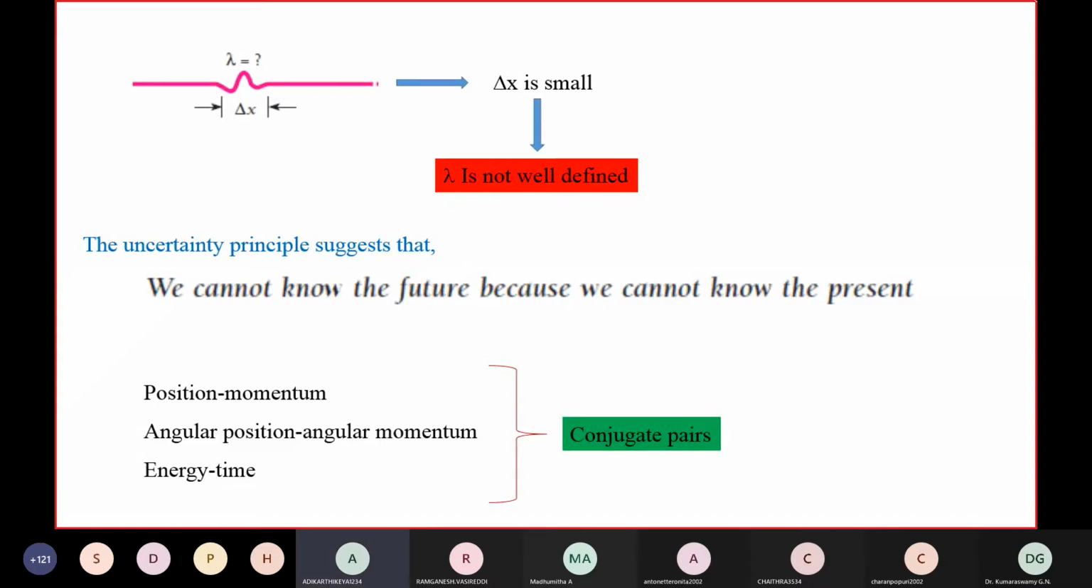Which one? Conjugate pairs. Not examples. That is how they exist. Yes, it is an example of the pair of quantities which obey the uncertainty principle. Does energy and time also obey? Yes, delta E times delta t is always greater than or equal to h cross by 2.